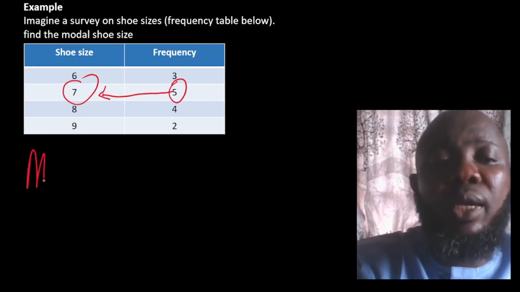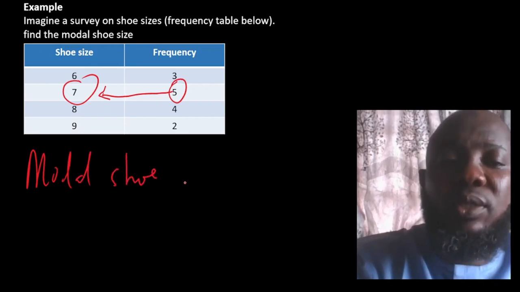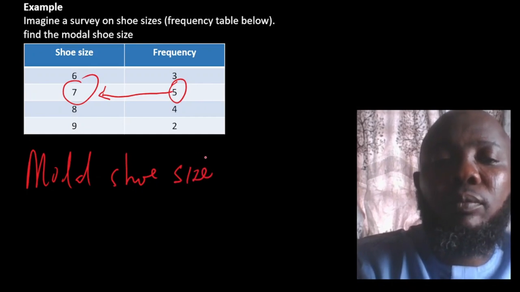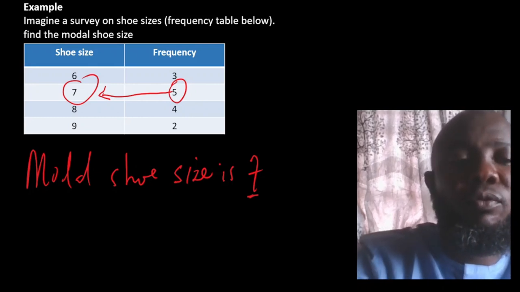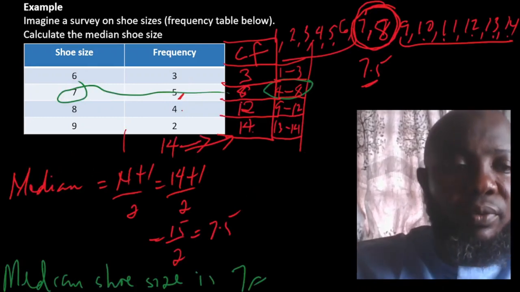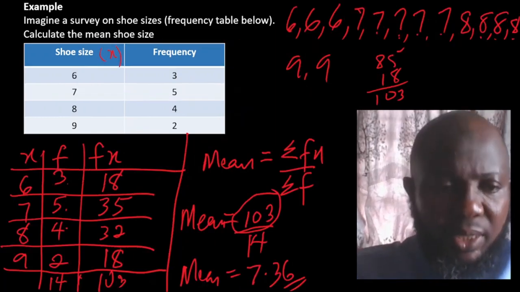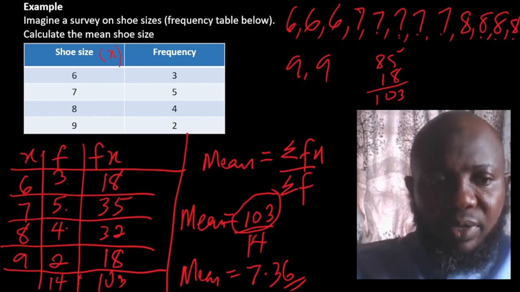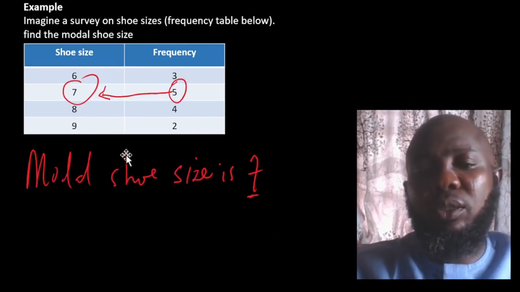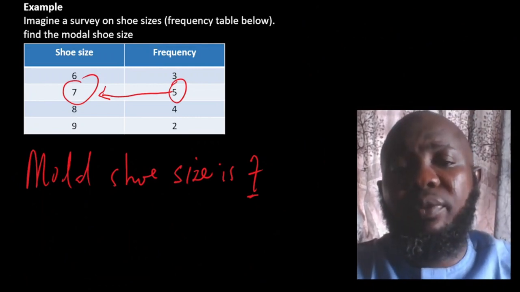So the modal shoe size is 7. You can see we got 7 for the mode, we got 7 for the median, we got 7.36 for the mean. You can see they cluster around the same value. So that is that on the mode of a frequency distribution. I hope this is very clear.